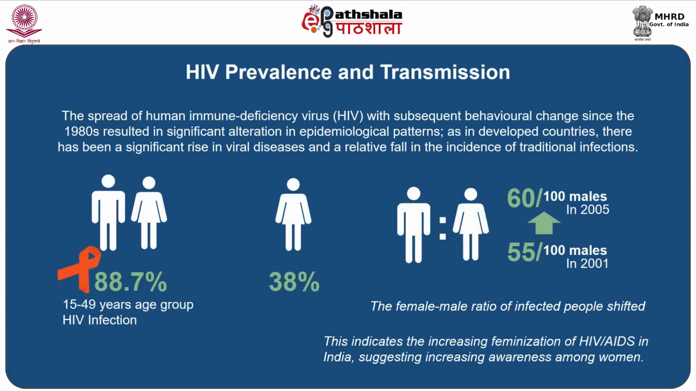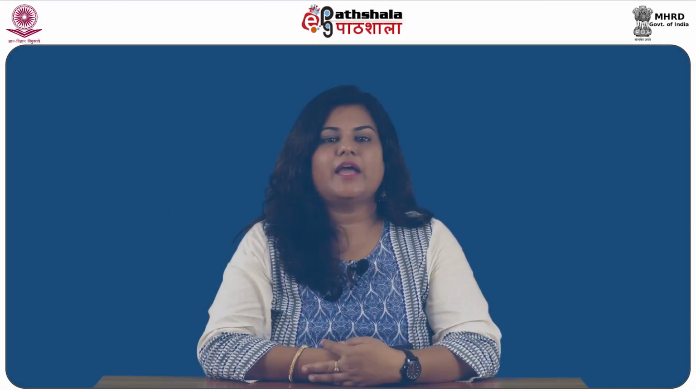The spread of human HIV with subsequent behavioral changes since the 1980s has resulted in significant alteration in epidemiological patterns. As in developed countries, there has been a significant rise in viral diseases and a relative fall in the incidence of traditional infections. The high prevalence of HIV among the reproductive age group, that is 15 to 49 years, indicates that HIV continues to threaten people in their prime years of working life.